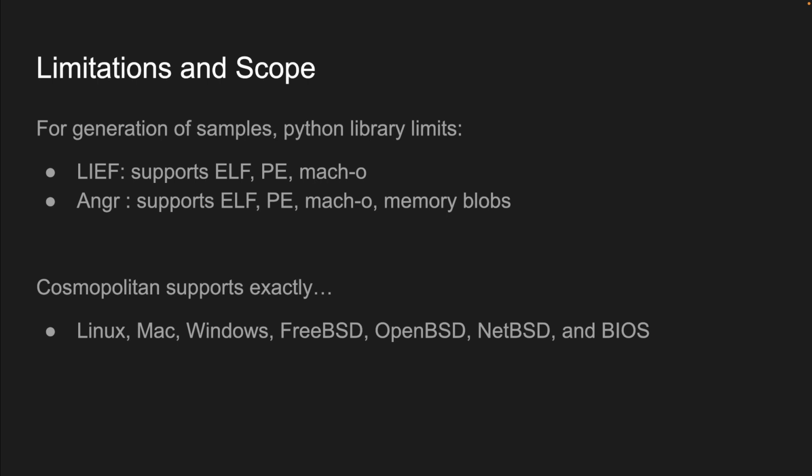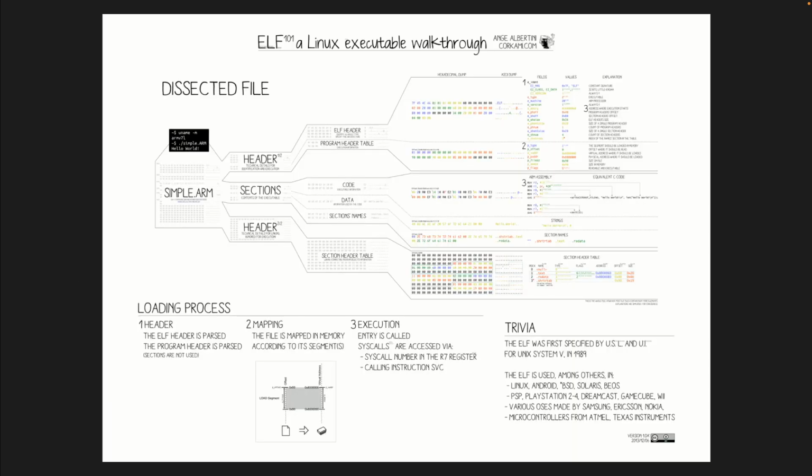As for the compiler, Cosmopolitan additionally supports Linux, Mac, Windows, FreeBSD, OpenBSD, NetBSD, and BIOS, but it's all x86. So this is getting into the data collection phase. This is an example of an ELF Linux executable format from Ange Albertini. You can also look them up on GitHub, and you can find all sorts of different formats.